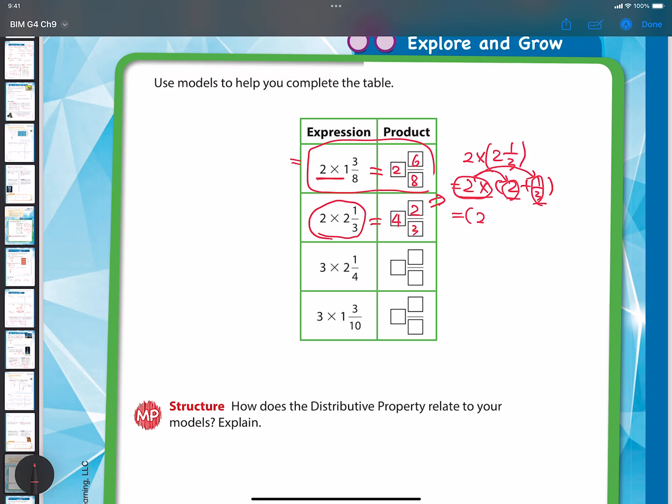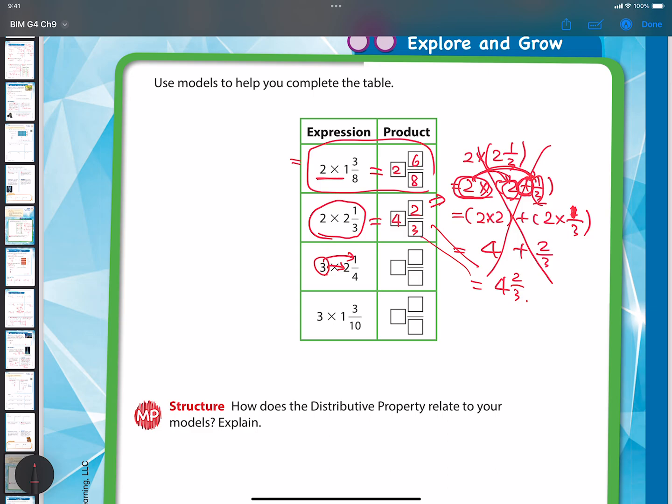So now we have one distribution, 2 times 2, right? And add plus 2 times 1 over 3. 2 times 2 is 4, plus 2 over 3 is equal to what? 4 and 2 over 3. Isn't it the same? Yes. So simply, you don't have to go through all this process. Simply multiply this and that. That's it.